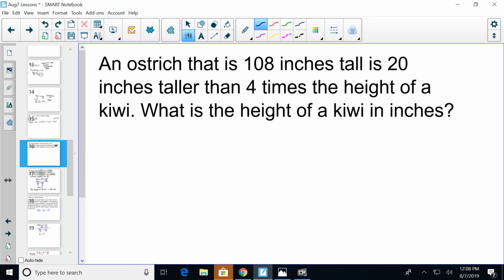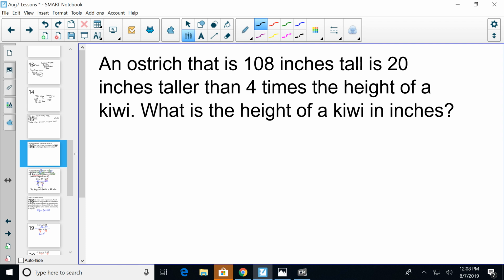All right. So I'm going to read it, and you're going to follow along. You're not going to do anything. You're not going to write anything. You're just going to follow along with me. Are we ready? An ostrich that is 108 inches tall is 20 inches taller than 4 times the height of a kiwi. What is the height of a kiwi in inches?